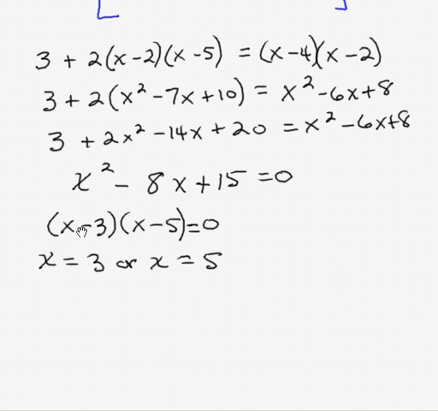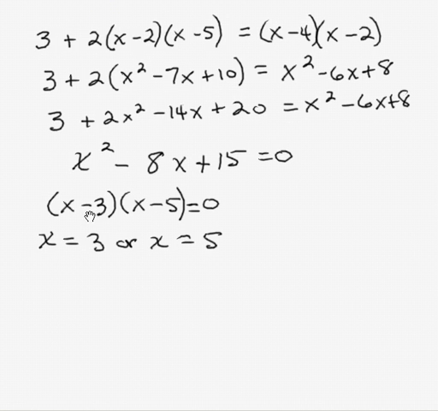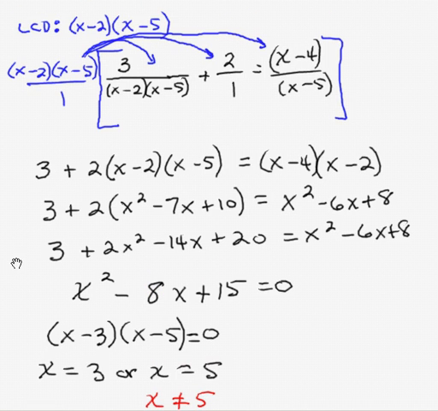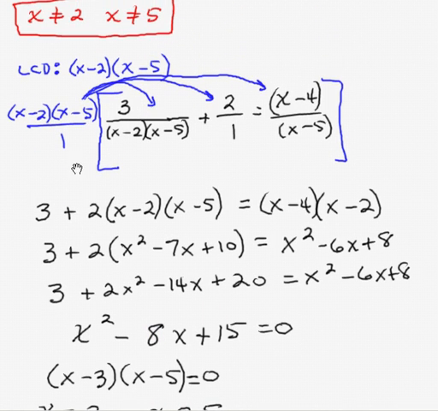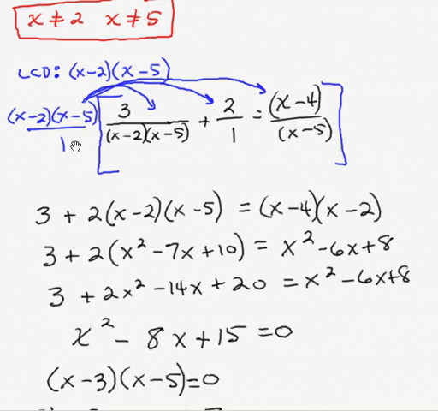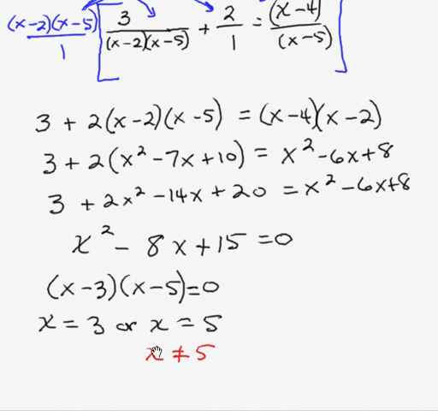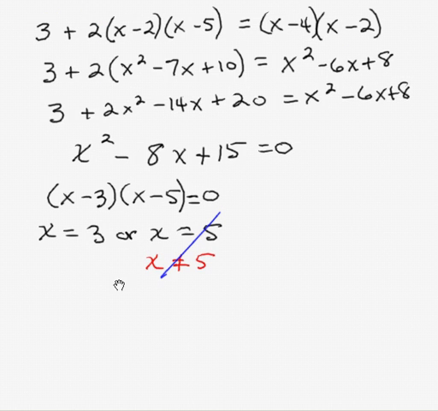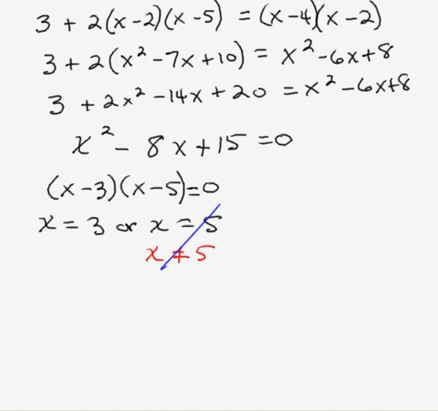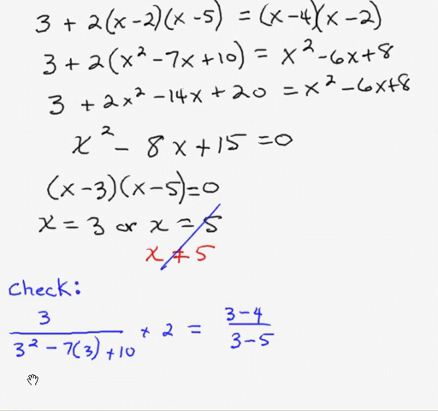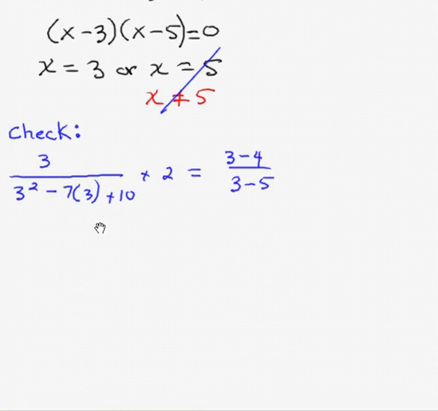Zero product property says set each one equal to 0 and solve, which I did in my head since they're so easy. X equals 3 or x equals 5. I check my answers against my restrictions. Remember, x could not be 2, x could not be 5. So x cannot be 5 means I have to throw out my answer of x equals 5. And I've got x equals 3, but we don't know for sure until we check our answer.